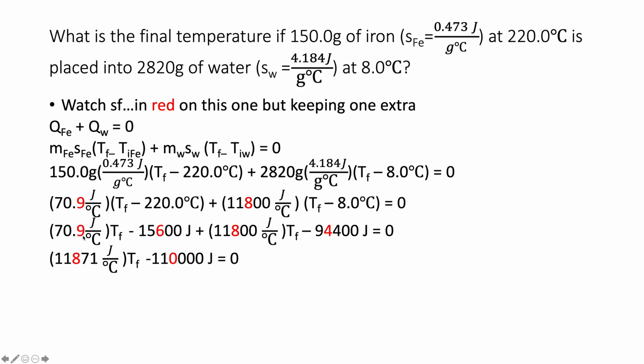All right, so again, see, this goes to the hundreds place. I kept the extra digits. This is good to the thousands place. Now we're almost ready to solve this. All right, so just moving this over. Now we want to divide each side by 11,871. And we should notice joules will cancel. We'll get degrees C. And this has 3 sig figs. This has 3 sig figs. That has 3 sig figs.